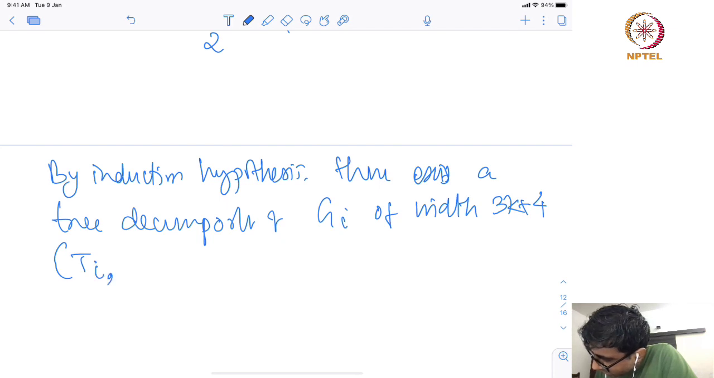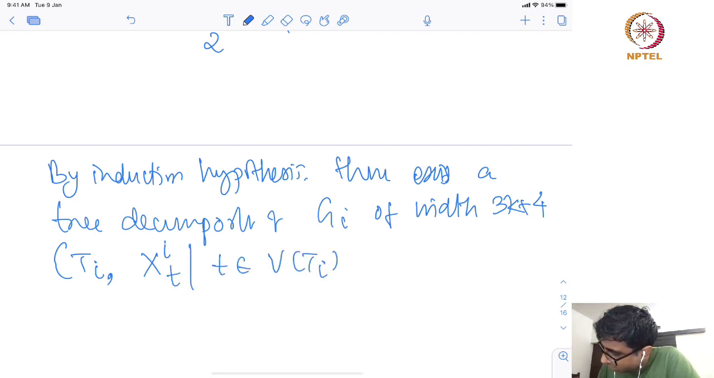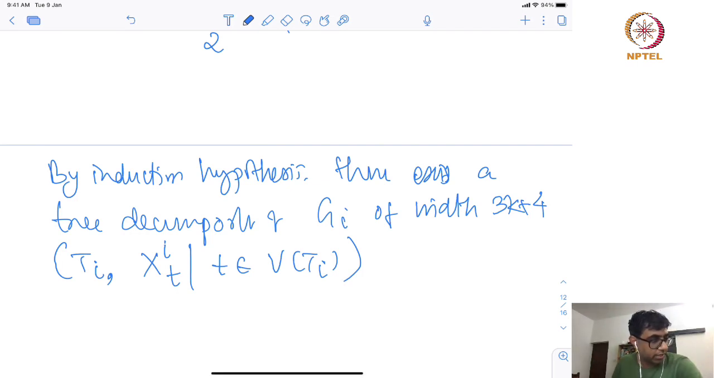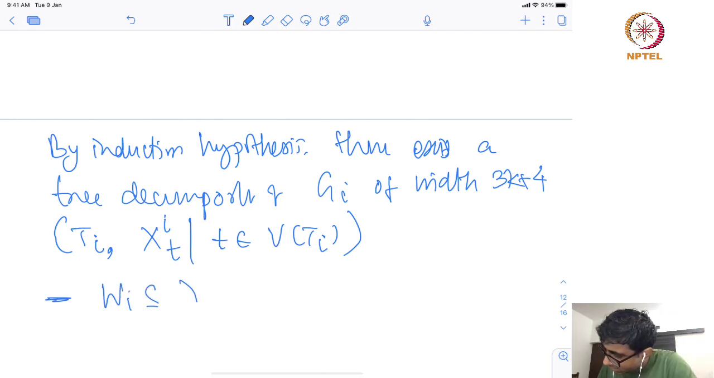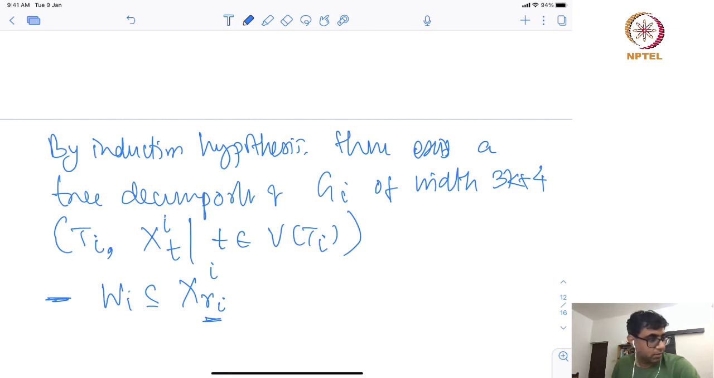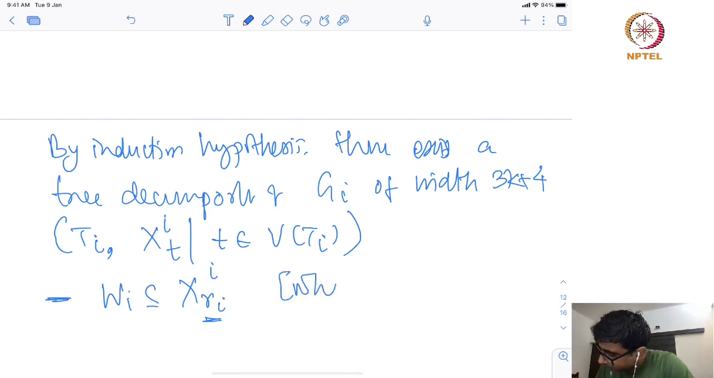and say this is T_i with bags X, so of width 3k+4. And the property of this is that W_i is contained inside, say, X_{r_i}, the bag at the root, where r_i is the root of T_i. So this is given to us.